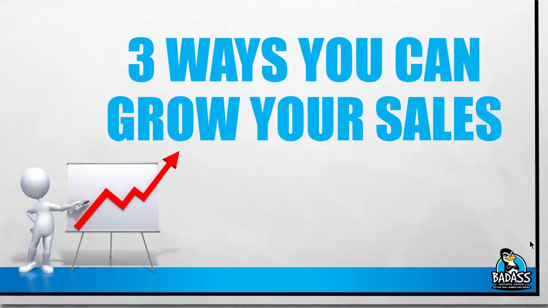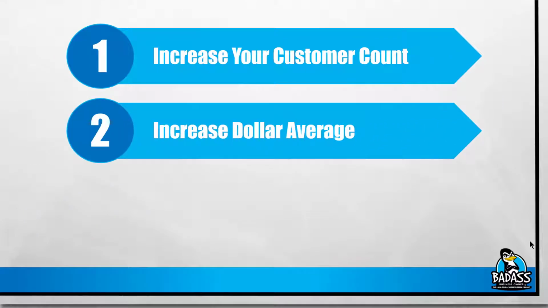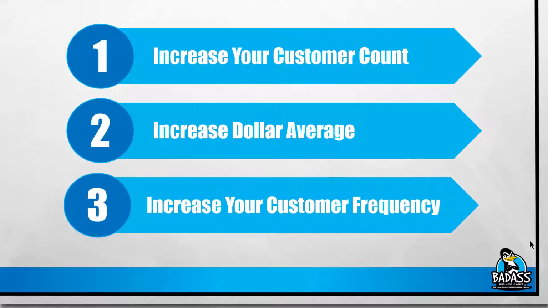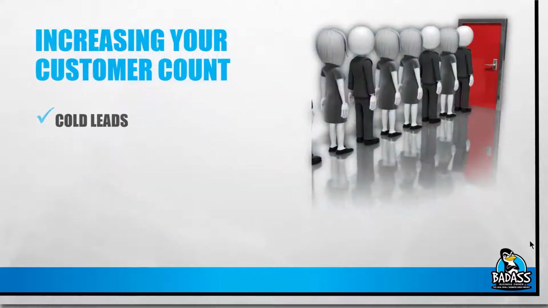Now there's 3 core ways that you can grow your sales. While there might be 50, 60 different ways to get there, they all fall into one of 3 buckets. The first one is you need to increase your customer count. You can increase your dollar average, or you can increase your customer frequency. So they're going to fall into one of these 3 buckets. Sometimes you can focus on one particular area, or you can mix and match or do a combination thereof. So what do these look like?